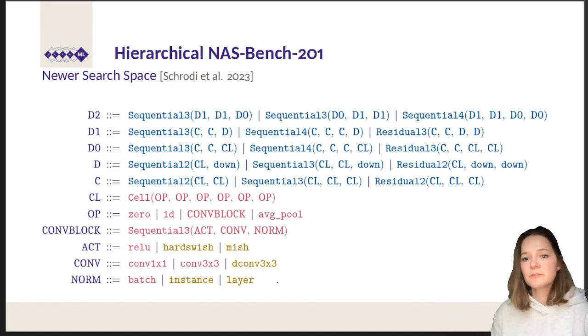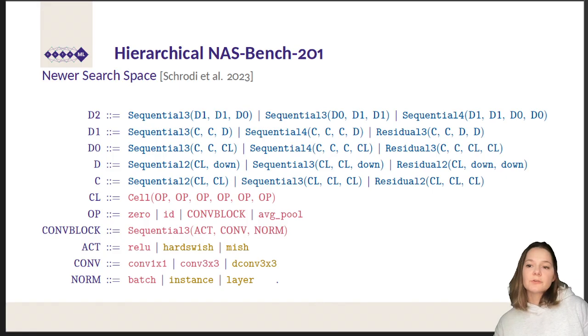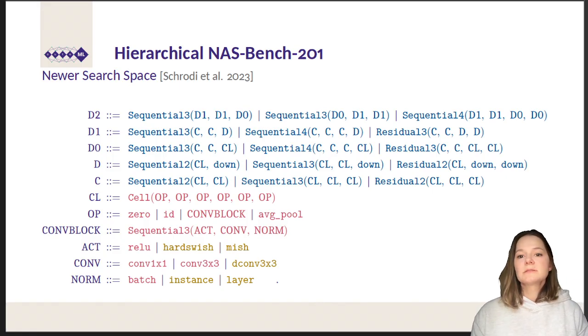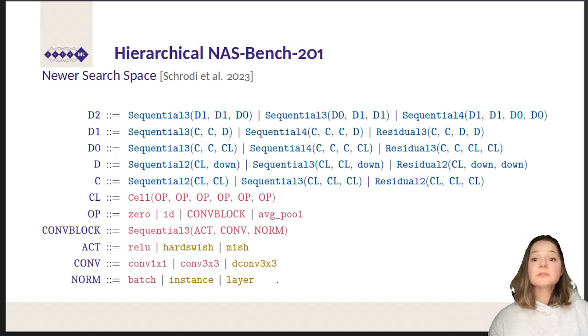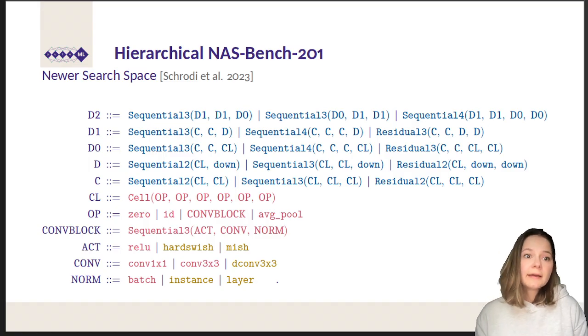And so this paper by Simon Schrodi et al. from 2023, also from the University of Freiburg lab, actually decides how we can define a search space using grammar. So this paper proposes a hierarchical extension of a cell-based search space called NASBench 201 that additionally allows to search for macro topology information as well as parameterizations of the convolution blocks.